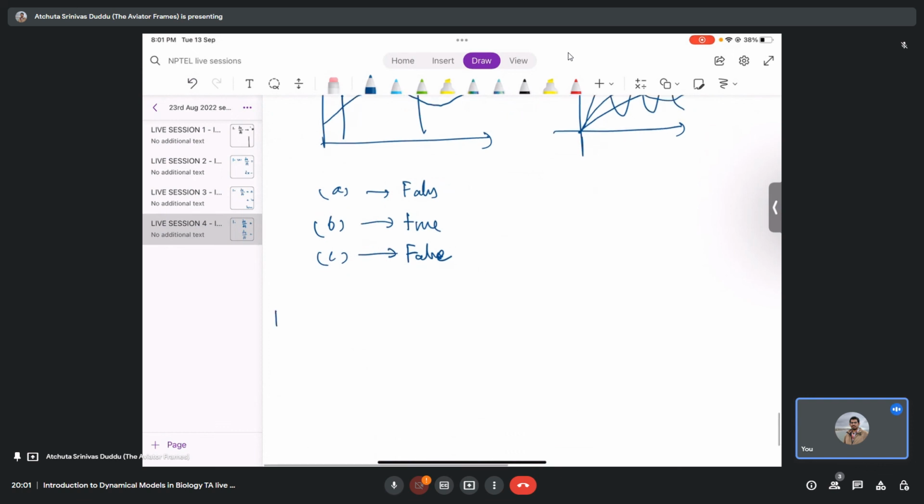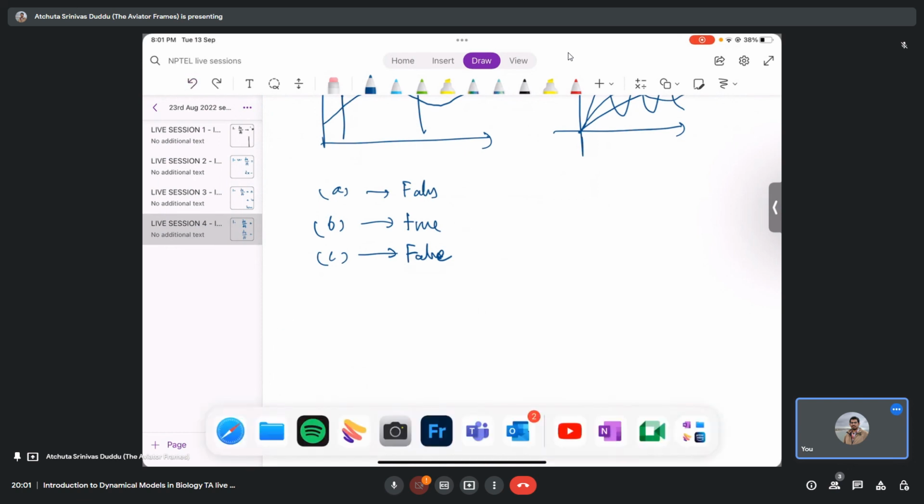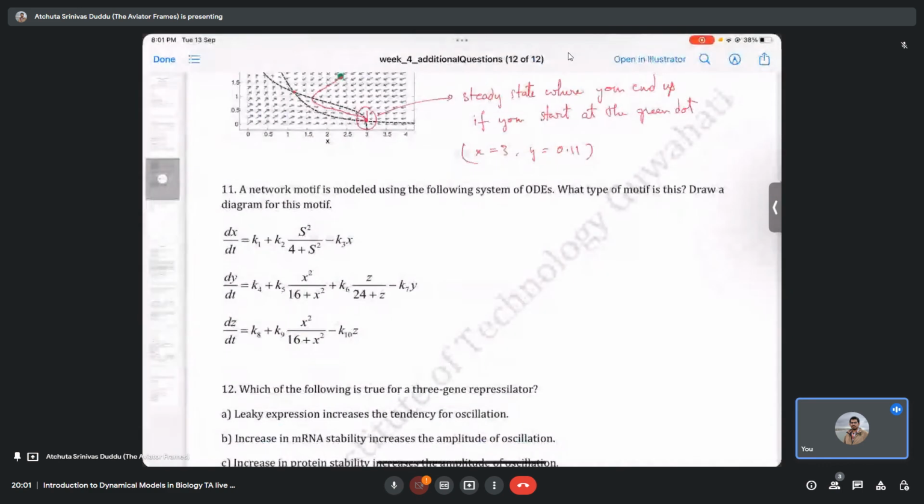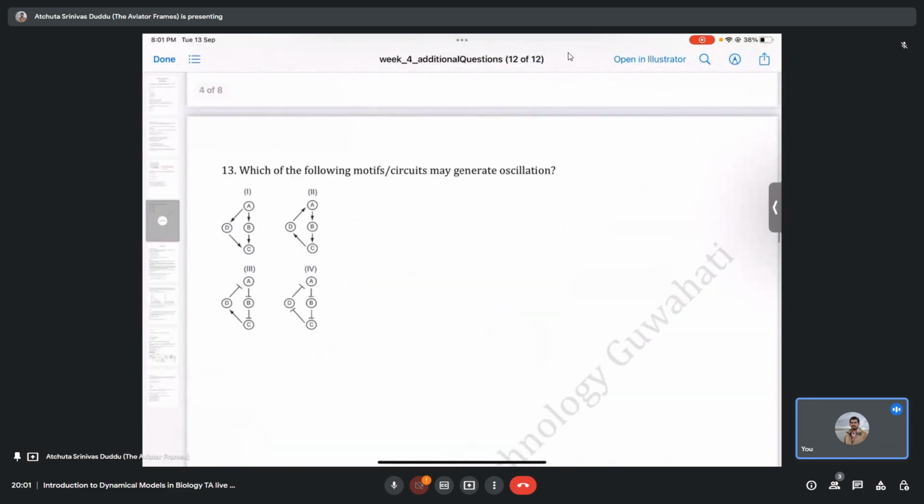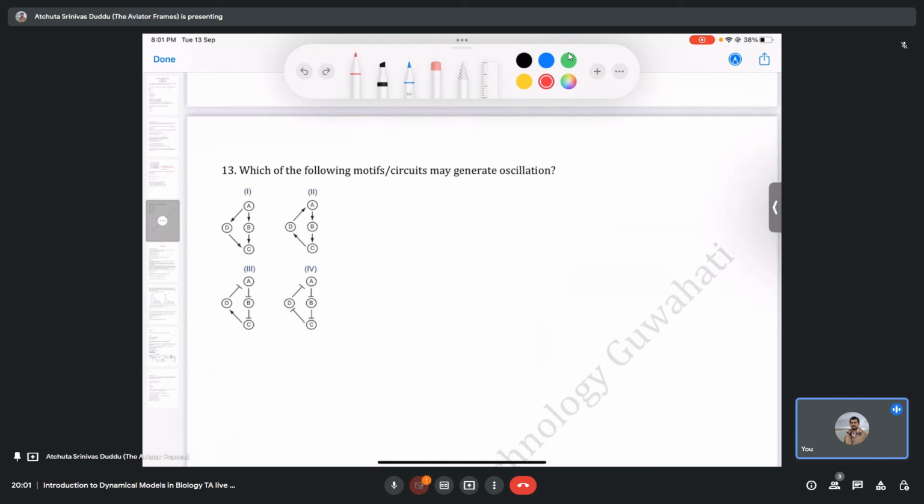Okay, I'll go on to the 13th and last question, which is, which of the following motifs or circuits may generate oscillations? Right? Oh, sorry. Here. So what are the conditions for oscillations? Oscillations are given by negative feedback motifs. So now for that we need to identify all of these four motifs, which of them are negative feedback or what their motif is.